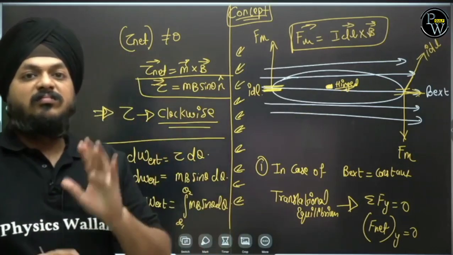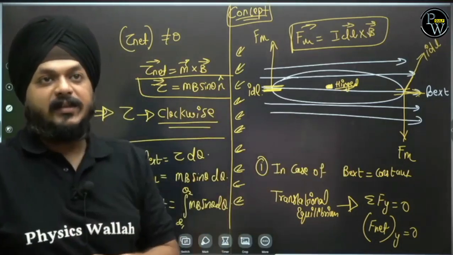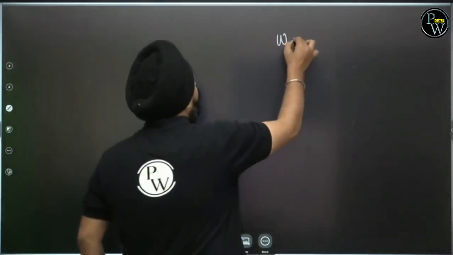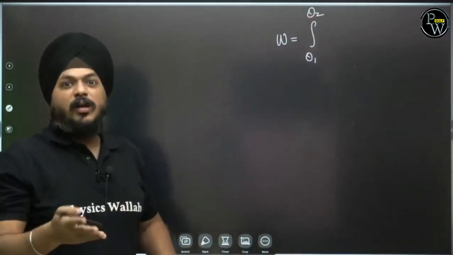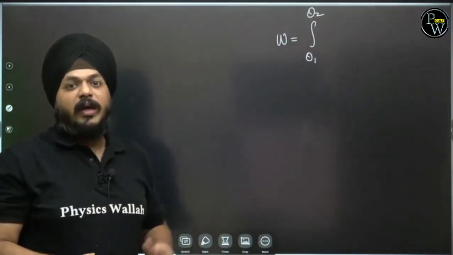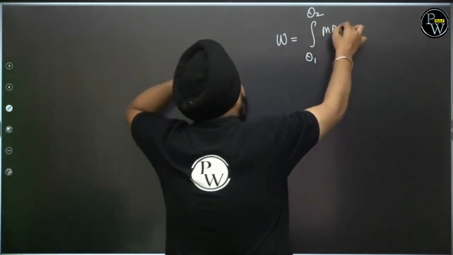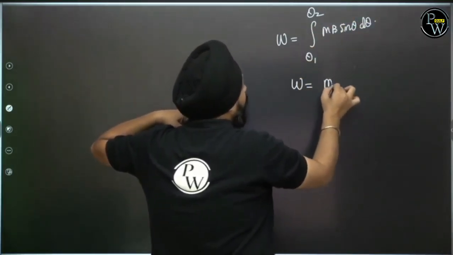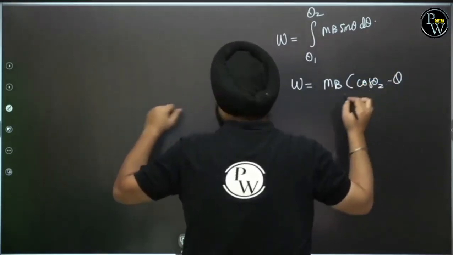Either do the work or stop the rotation. Two possibilities are there. The external agent said, sir, if you want to do the work from theta 1 to theta 2, two kinds of work can be done. We can even rotate the coil, and we can also do work against the torque. So this is equal to MB sine of theta d theta. So here the work done is equal to MB (cos of theta 2 minus cos of theta 1).